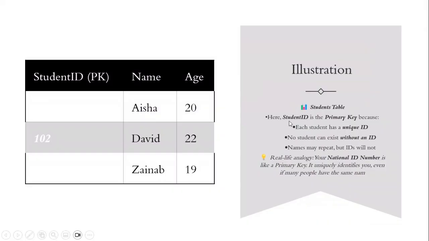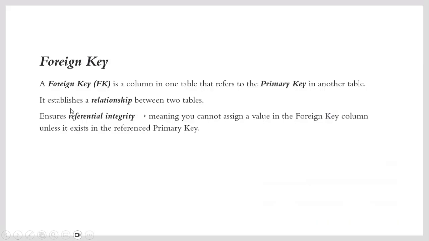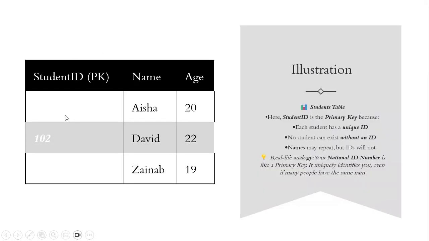Now, student ID. Look at this illustration. You see this student ID, the text you can see here is white because I use a white background. You see Aisha and Zainab, they also have their matric number, their student ID. Now look at it: Aisha, David, and Zainab. Look at their age. You see this student ID, no one can ever share the one assigned to David. It's never possible because the ID is uniquely assigned to David. Hope you're getting it. No one can share it with him.